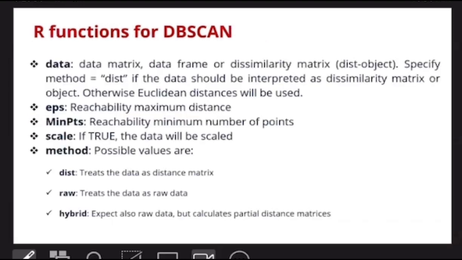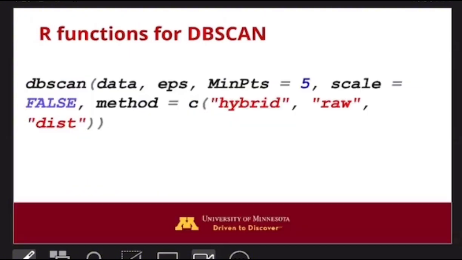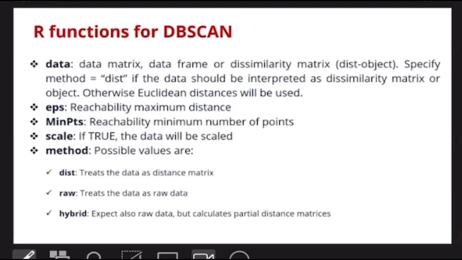I think I'll just give you the definitions again, in case you want to know, in this function, what data represents, what eps, what minimum points, what hybrid. Take a look at that. Your data is your data matrix. The eps is the reachability maximum distance, that I call the neighborhood distance. Then the minimum points, the scale, the method. For the method, we have 3: dist, treat the data as a distance matrix, or treat the data as raw data, or hybrid, which expects raw data but can also calculate the partial distance matrices.